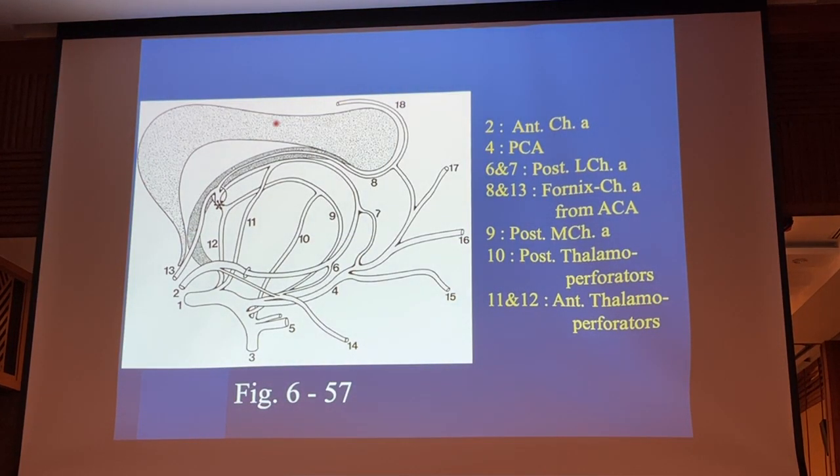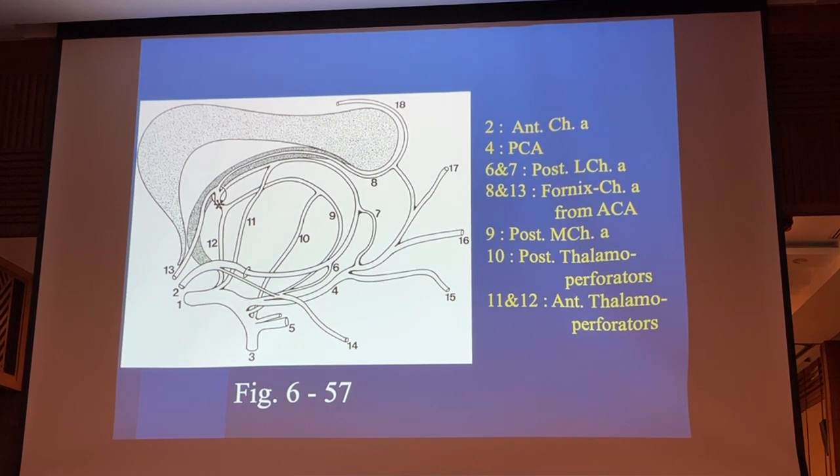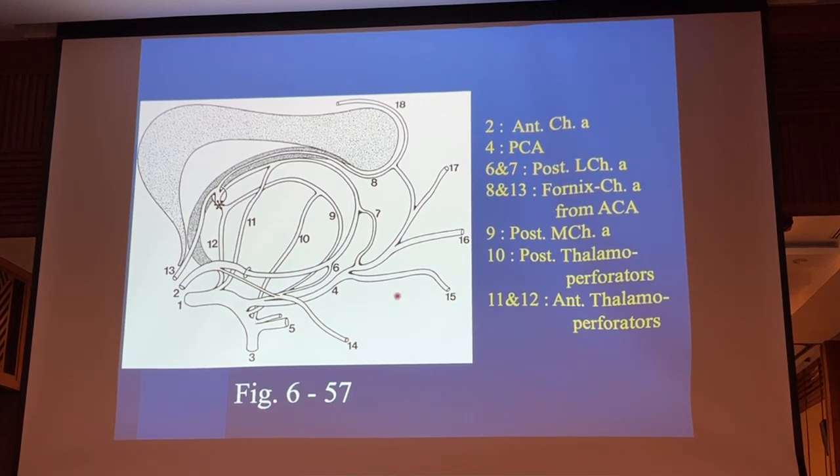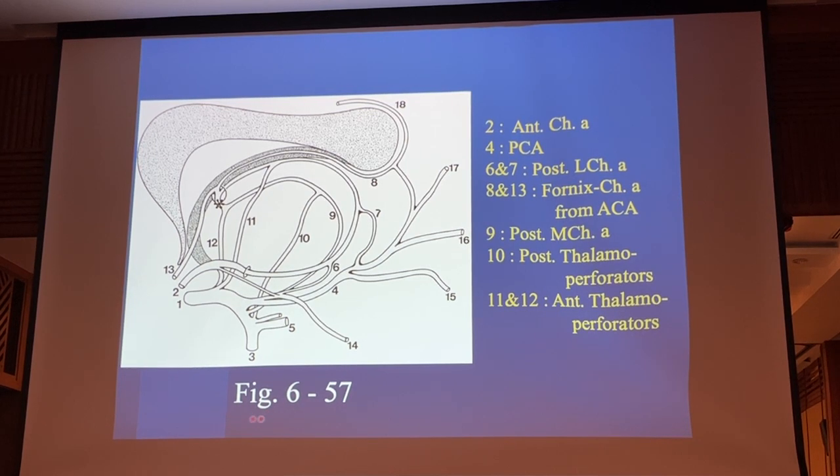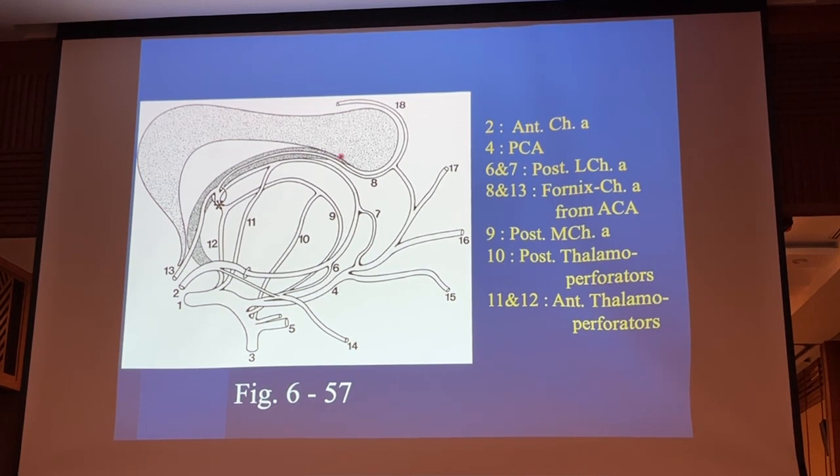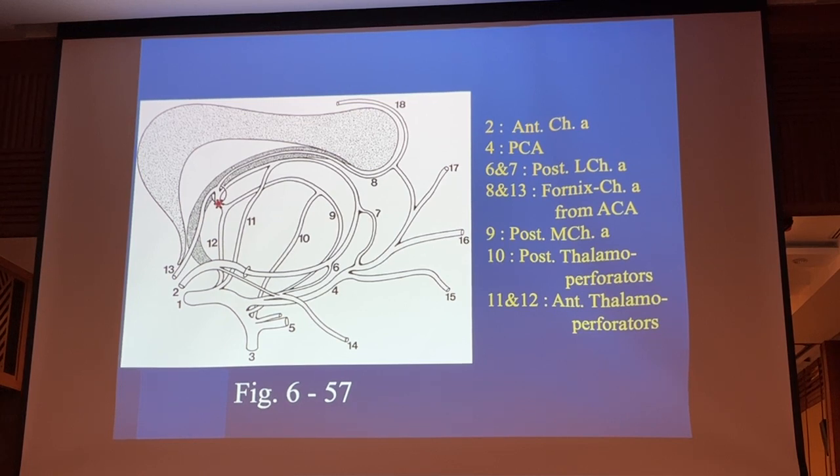Okay, this is a summary of what we discussed. This is a picture of a diagram from Pierre's book, volume 1 of section 6. Okay, intradural arteries. All 18 different arteries are numbered. Let's spend some time to go over what we're seeing here.